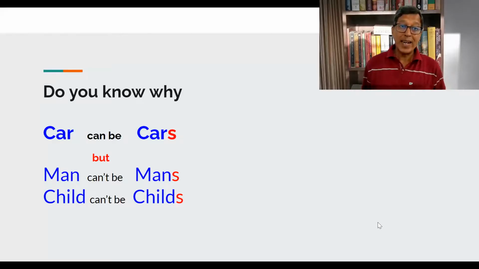Do you know why car can be cars, but man can't be mans, or child can't be childs? If you don't know the answer to this question, or if you have any doubts about the answer, then you are at the right place.